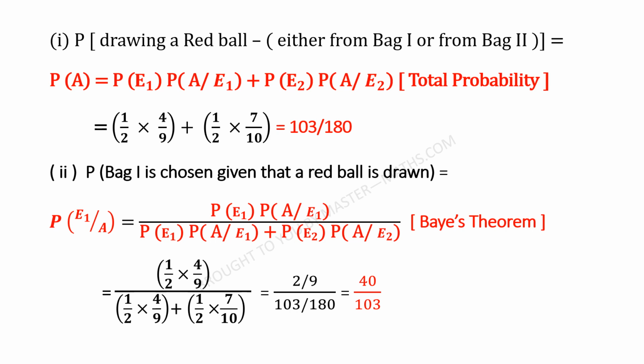So, substitute the values already found, then your answer of P of E1 given A is equal to 40 by 103. Now, let me tell you the gist of the difference between total probability and Bayes' theorem. In total probability, you want to find the probability of the event A happening, considering all the possible cases. That is why it is total probability, probability of all the total possible cases. But when it comes to Bayes' theorem, A is given, you want to find either one of the options you have taken, it may be E1, E2, E3, whatever it is, that you will find, that is called Bayes' theorem.